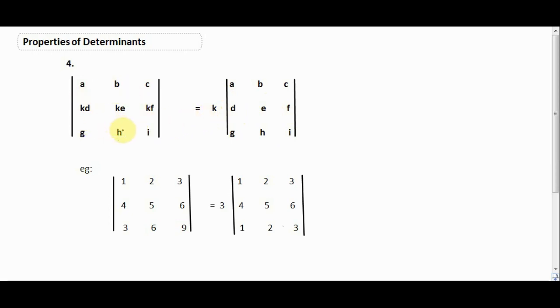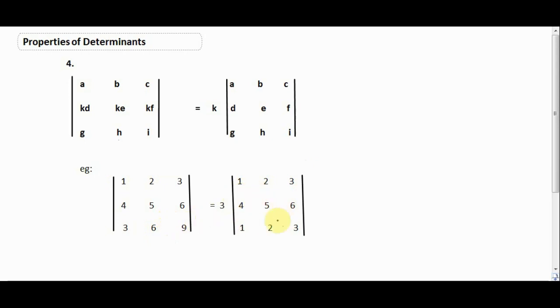So let's see an example. Here in this example we have 3, 6, 9 as elements in row 3. We know that 3 is a common factor in all the 3 elements. So we may take out 3 outside and then we rewrite row 3 as 1, 2, 3. Now find out determinant of this new matrix, multiply that with 3, we will get determinant value corresponding to the actual matrix. So this is what property number 4 says.